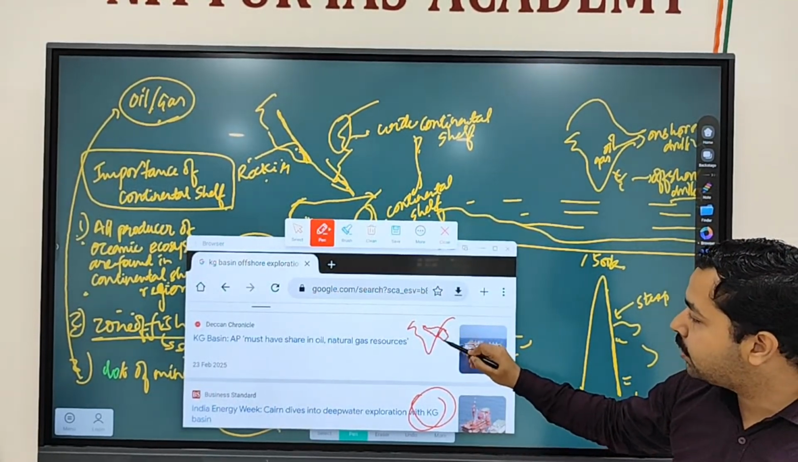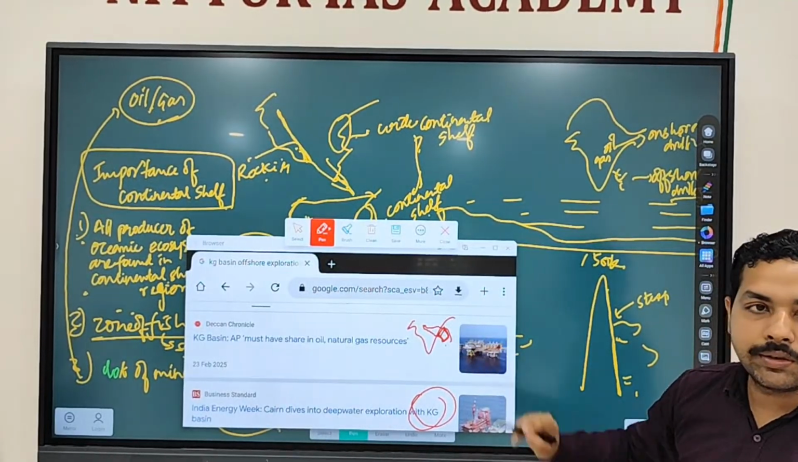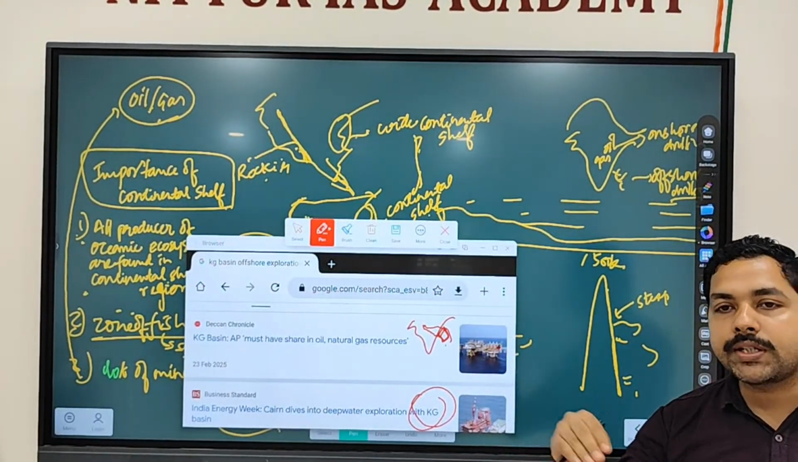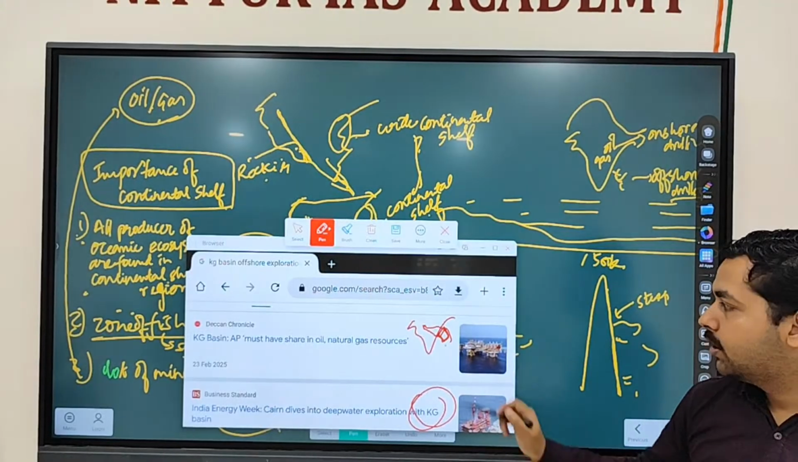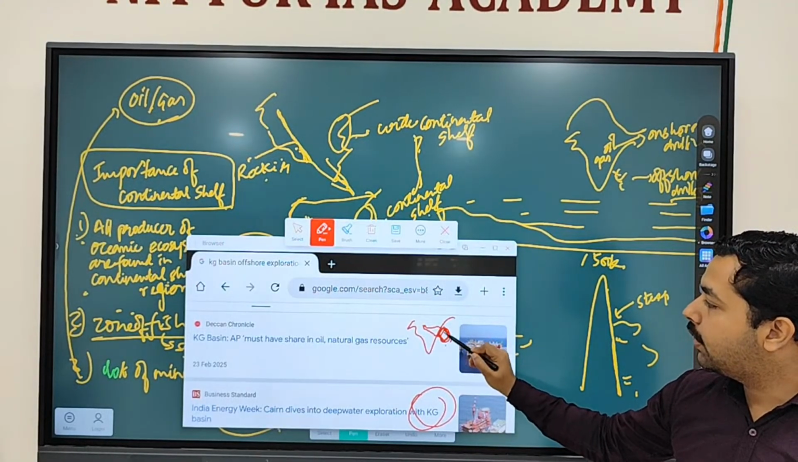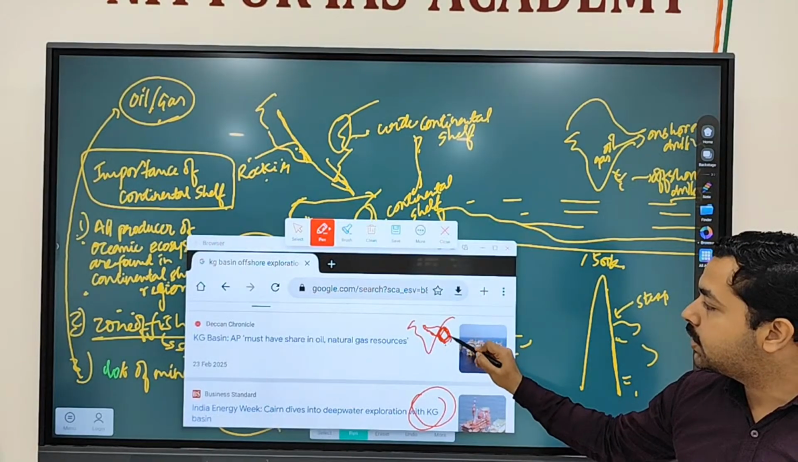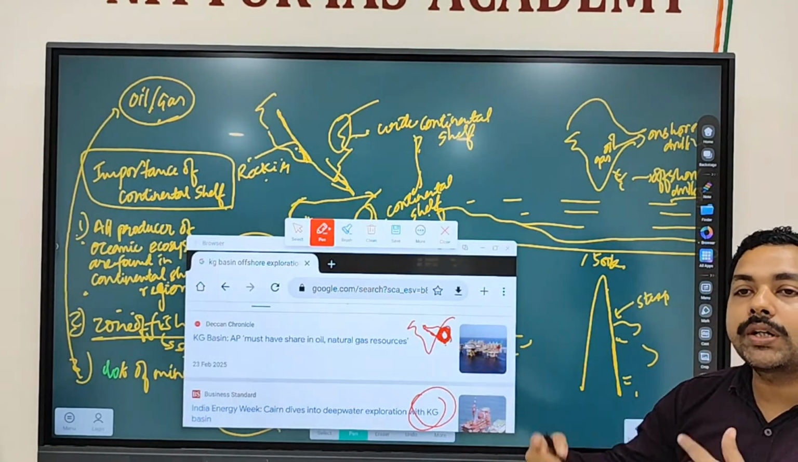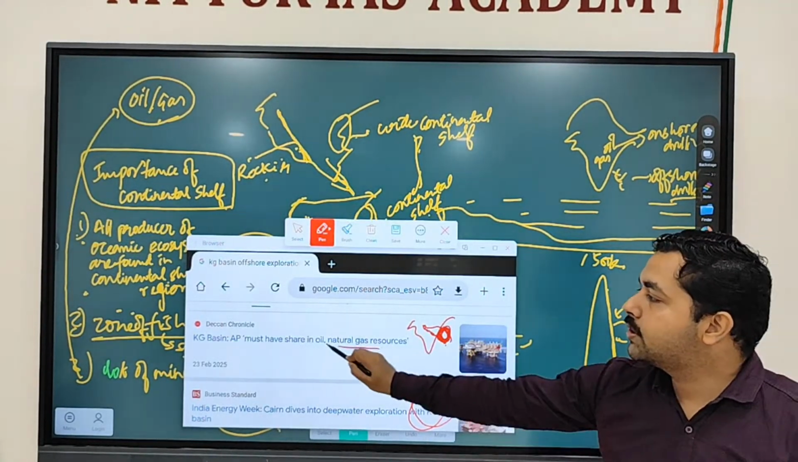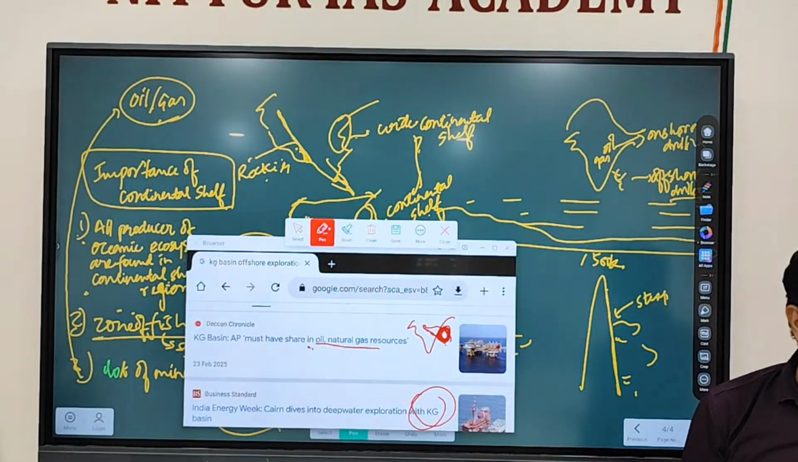So when you are trying to explore this basin, for which resource? Oil and gas, because we discussed that rivers bring sedimentary deposits. So the river deposits the sedimentary and organic deposits, and this is converted into oil and gas. So when you explore this particular region, this is what you are finding. Clear? Any doubt regarding this particular thing?